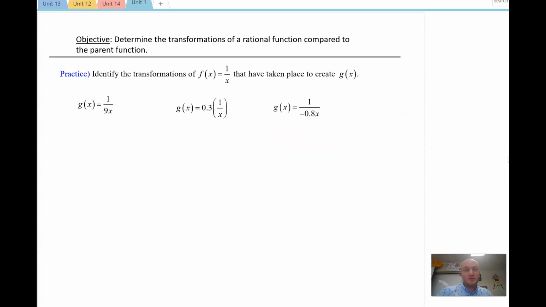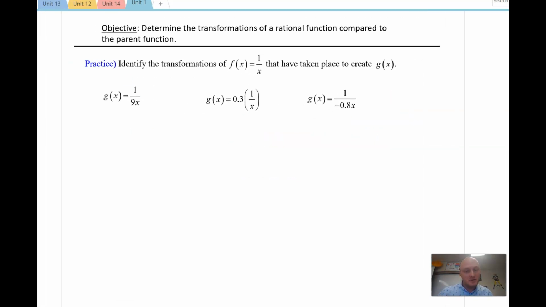Another set of practice problems. Please pause me. Did you actually pause me? And then go ahead and try these. Here are the solutions.